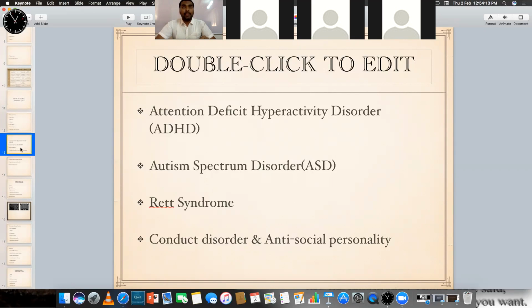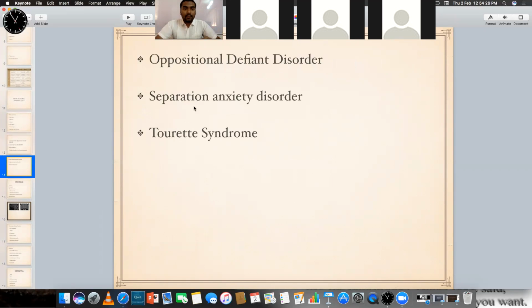18 years. So conduct disorder is before 18 years of age. After 18 years, right from his 18th birthday, he is labeled to have antisocial personality disorder. Okay. Now we'll talk about oppositional defiant disorder.